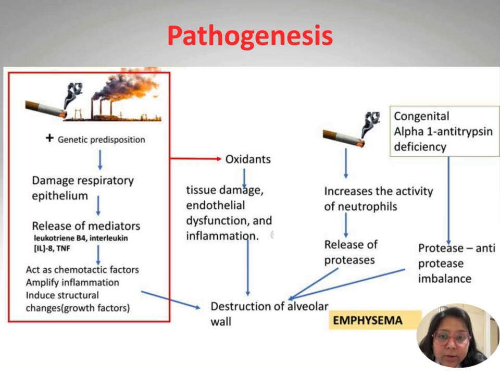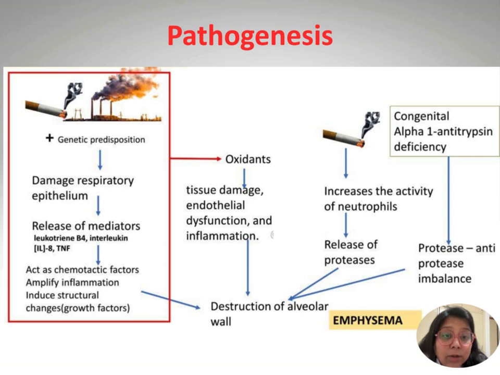The pathogenesis, as you can see here: in patients who smoke, in people who are genetically predisposed or exposed to pollution, there is damage of the respiratory epithelium and release of inflammatory mediators like leukotriene B4, interleukin 8, and TNF. These mediators act as chemotactic factors and amplify inflammation, including structural changes. Also, the oxidants cause tissue damage, endothelial dysfunction, and inflammation, leading to destruction of the alveolar wall.